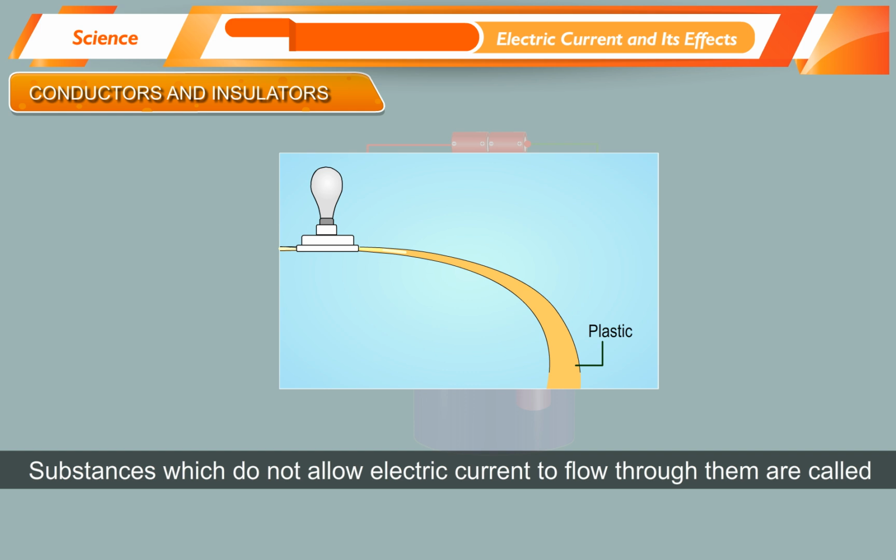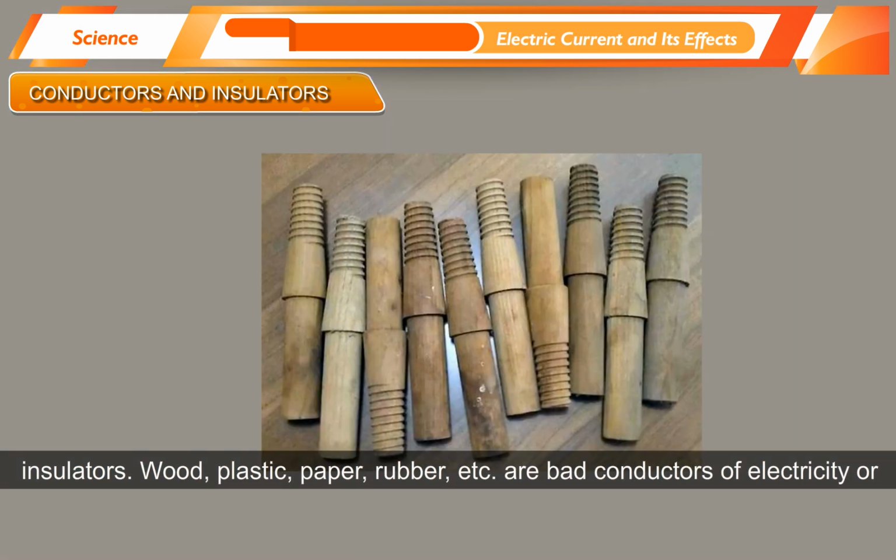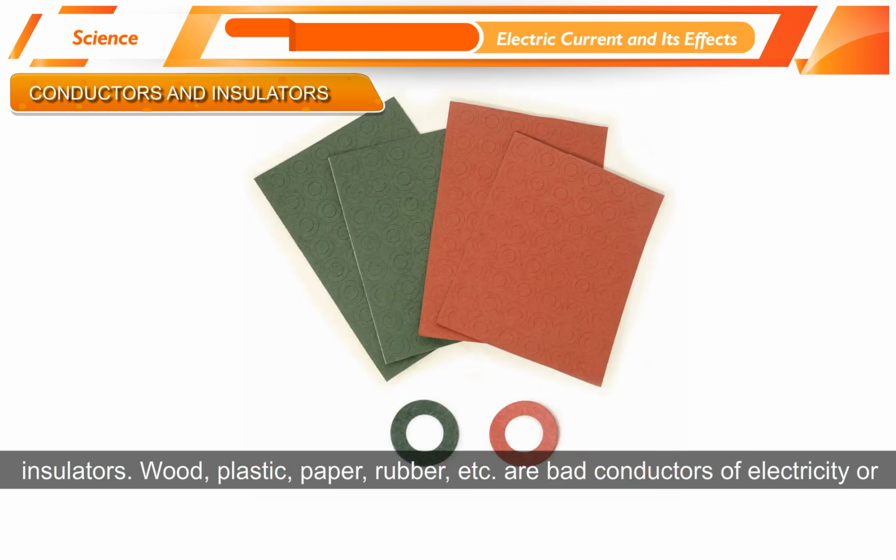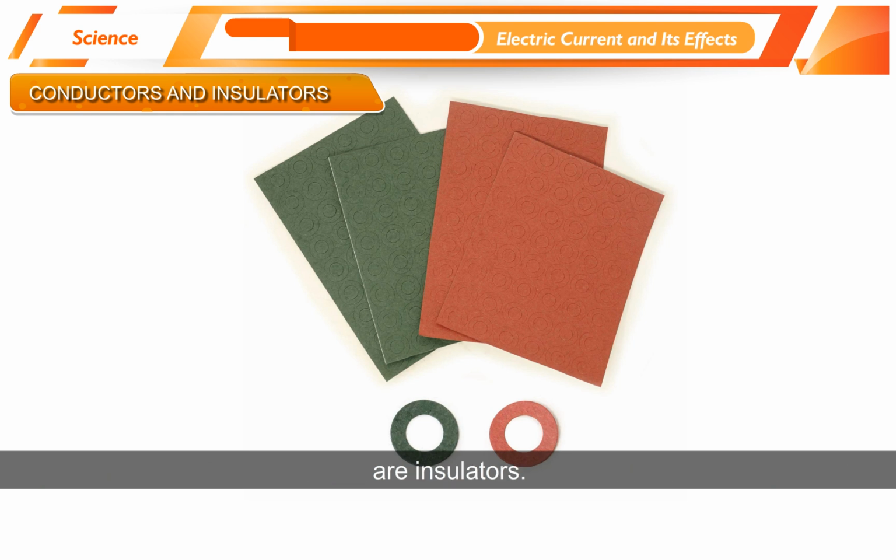Substances which do not allow electric current to flow through them are called insulators. Wood, plastic, paper, rubber, etc., are bad conductors of electricity or are insulators.